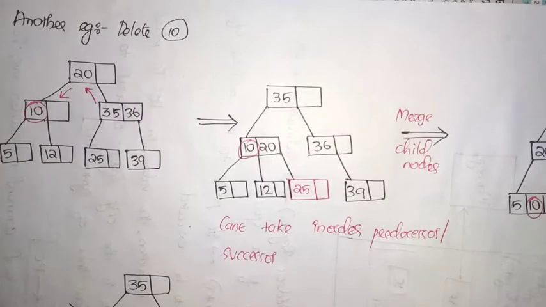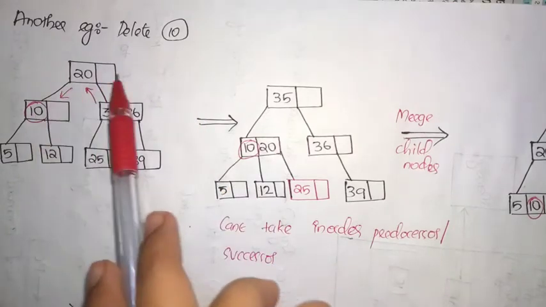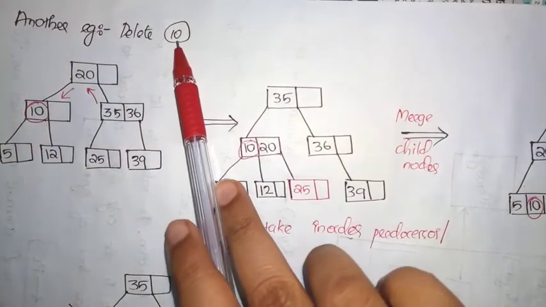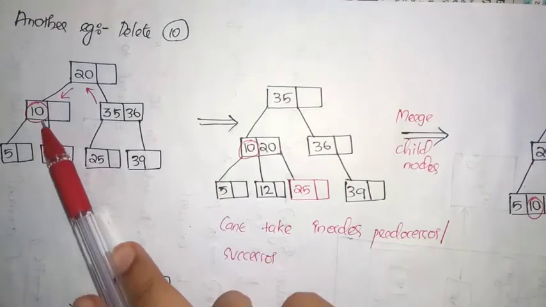Now all of our three cases are over. We already discussed all of the three cases: deletion of a key in a leaf node, deletion of a key in an internal node, and deletion of a key that leads to the shrinkage of the height of the tree. Let's take another example. Suppose in this particular node I have to delete this value 10.